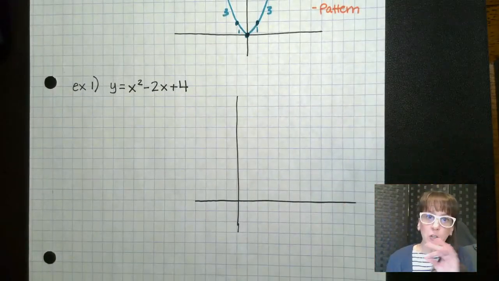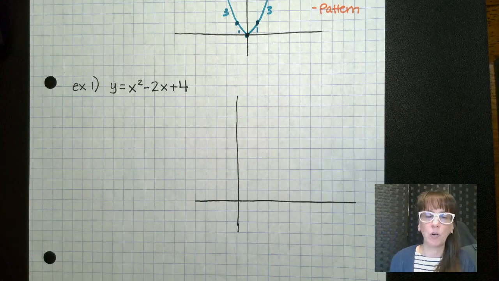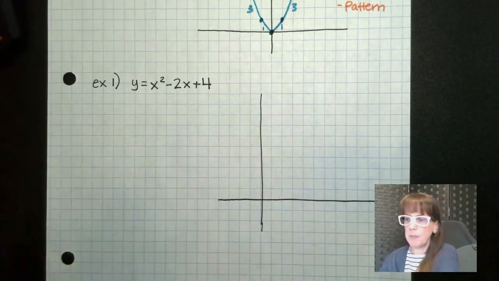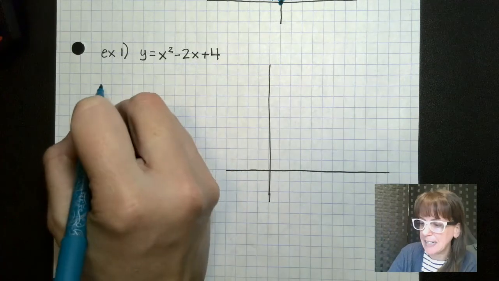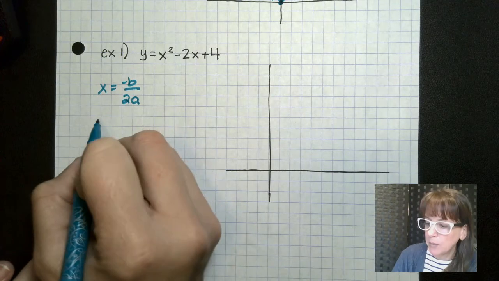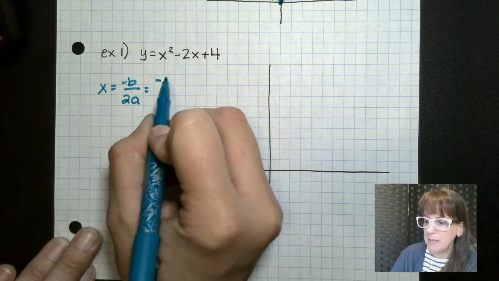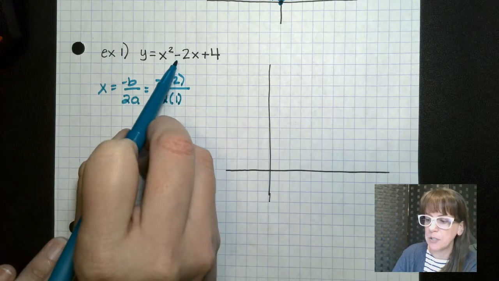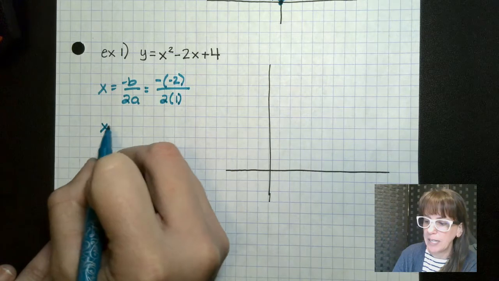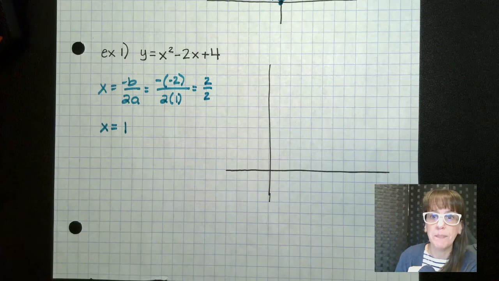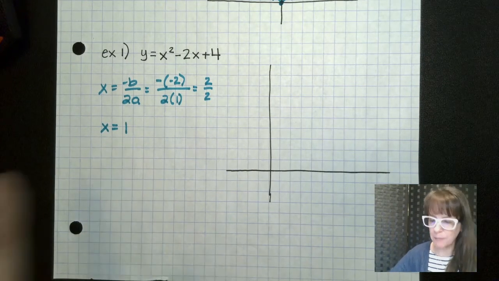Like I said at the beginning, the first thing that is the most important is finding your vertex. To find our vertex in standard form like this, with a, b, and c, we say x equals negative b over 2a. Now, when we do that, we get negative negative 2 over 2 times 1, because negative 2 is our b and 1 is our a. That's positive 2 over 2, so x equals 1. We found the x for our vertex.